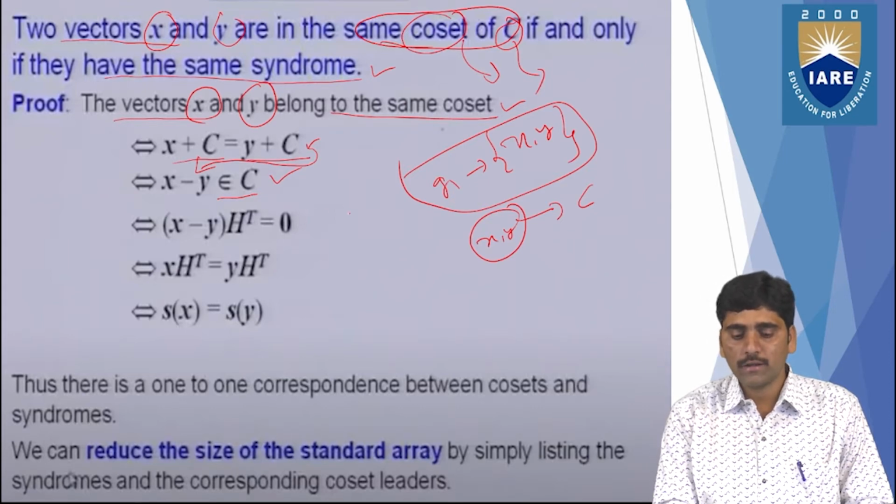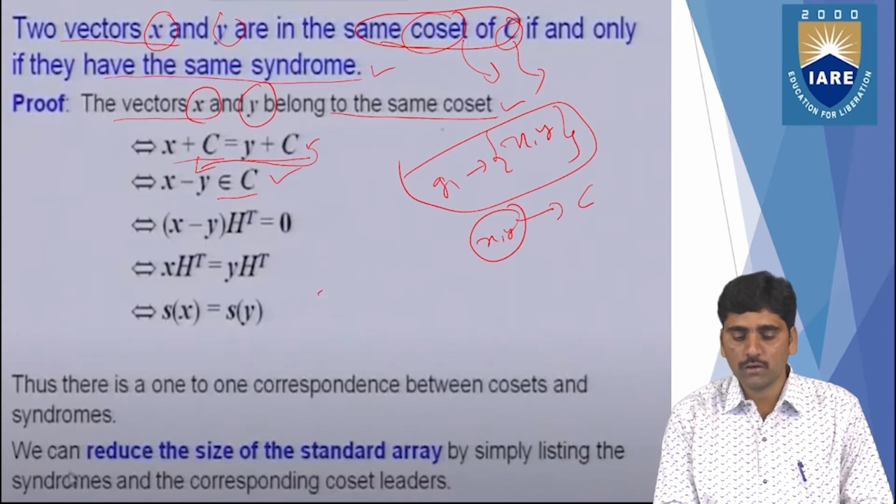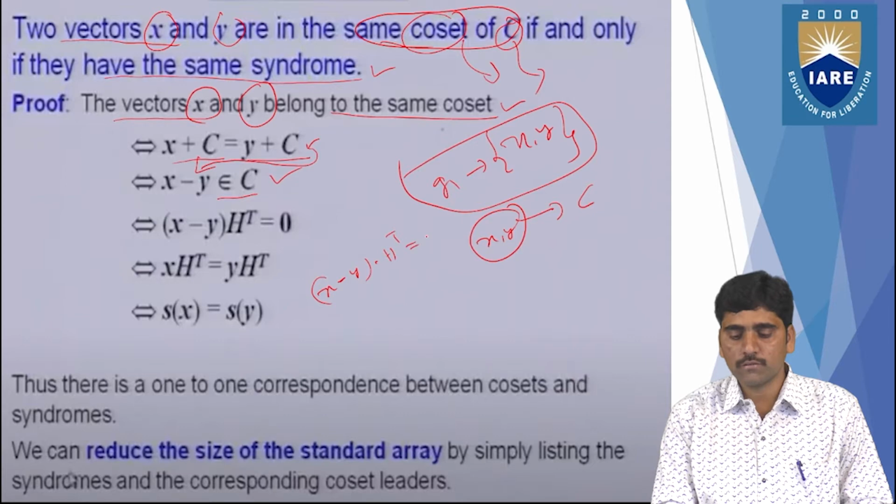Applying H transpose multiplication on both sides, what will we get? x minus y into H transpose equals 0 into H transpose.